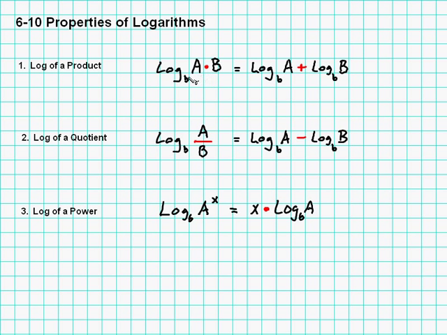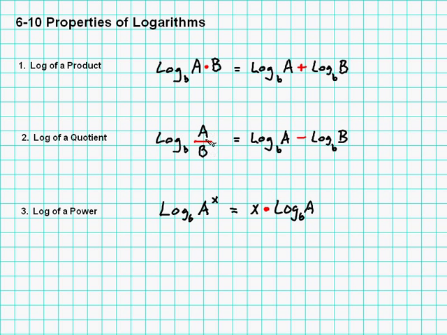So the first one says that you can take the log of the product of two numbers by taking the logs of the individual numbers and adding them. So the log of a times b is the log of a plus the log of b. That's sort of interesting because we can do a multiplication by actually carrying out an addition if we figure out the logarithms first.